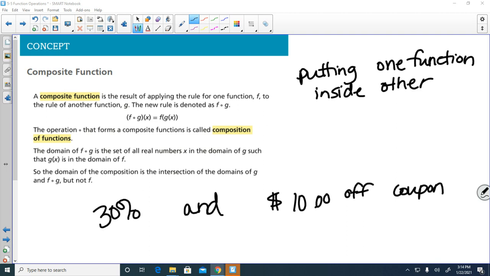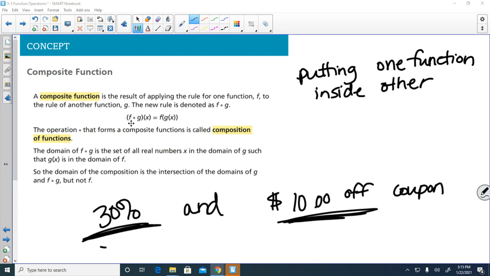Well, for your price, maybe the store would take 30% off and then they would apply your coupon. So one function would be the result of applying 30% off. The other function would be the result of taking $10 off. That's two operations that you put in one, and it is less work to make one function instead of doing two things. So you don't have to grab your calculator and go 30% off, minus 10. Instead, you can just make one function and be like, oh, that's 30% off and $10 at the same time. So we get that through something called composition.